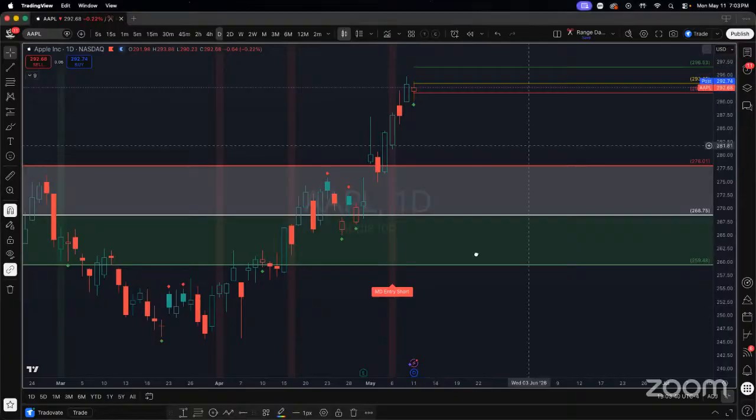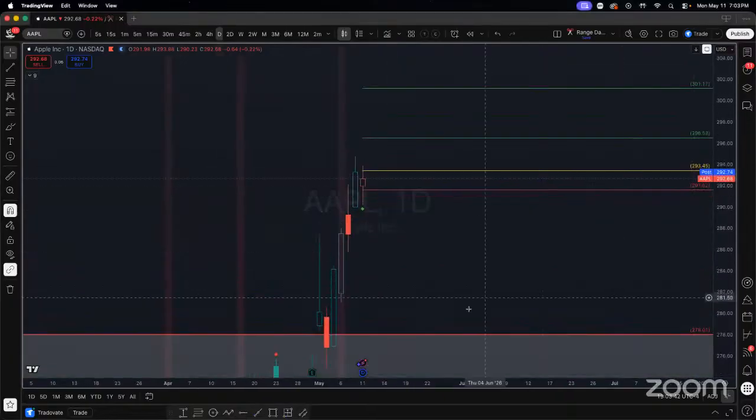You'll see that I have my trading plan right here on the screen. I'm looking for Apple to hold 293. If that can hold 293, then we can get ourselves a nice little push to the upside. We might even get to see Apple at $300, which is going to be very interesting.